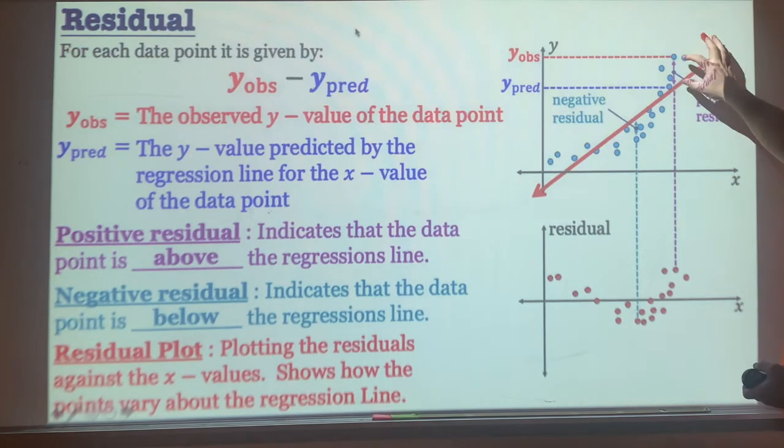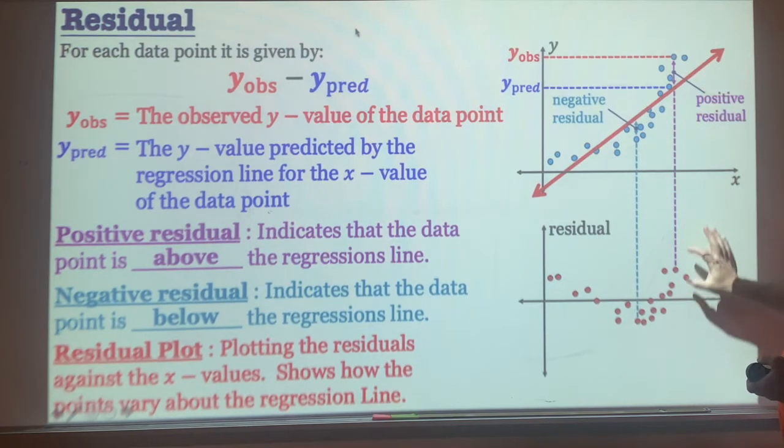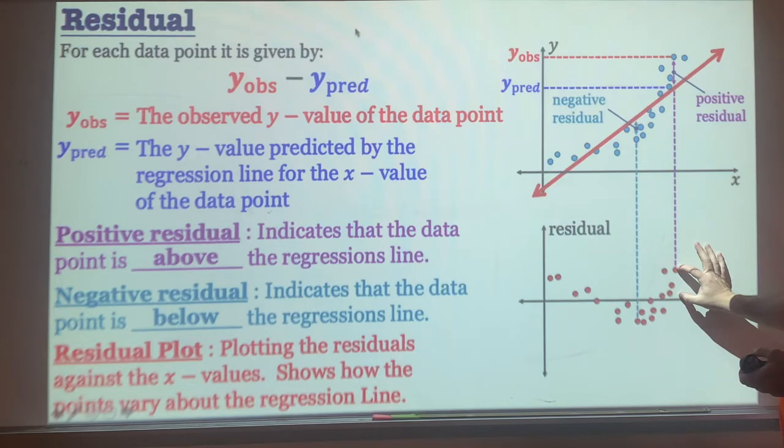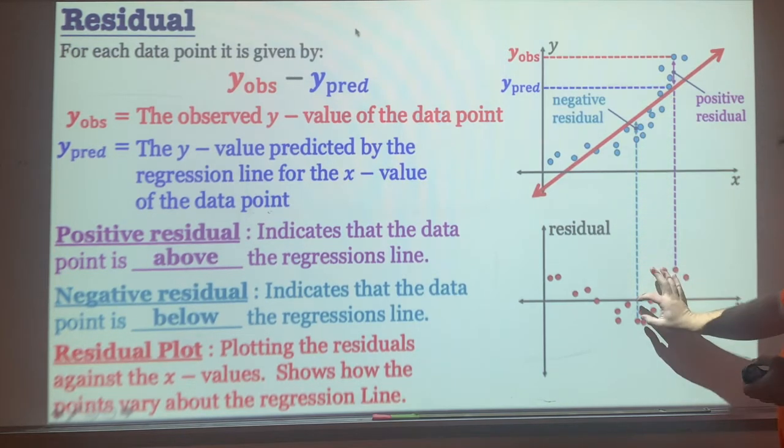So for instance, this one's a positive residual, so that one is above the x-axis. That's how much it's above. This one's a negative, so therefore it's below.